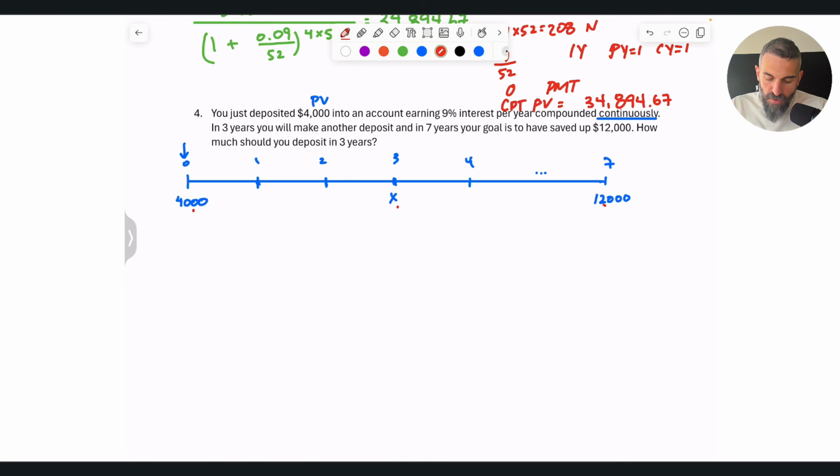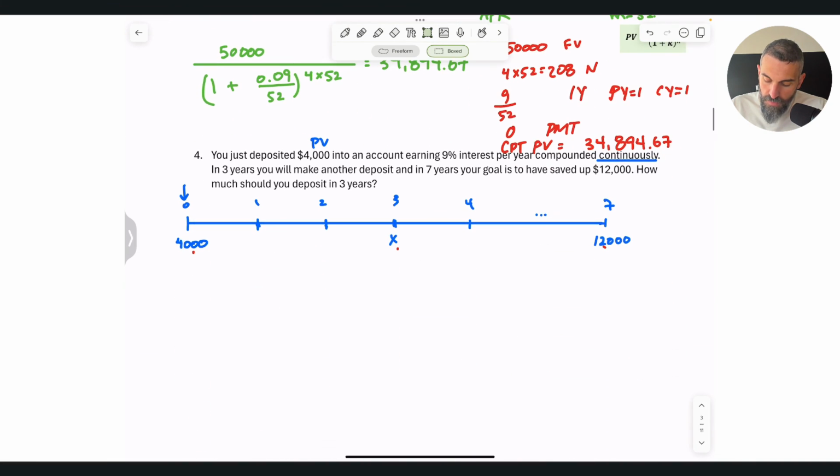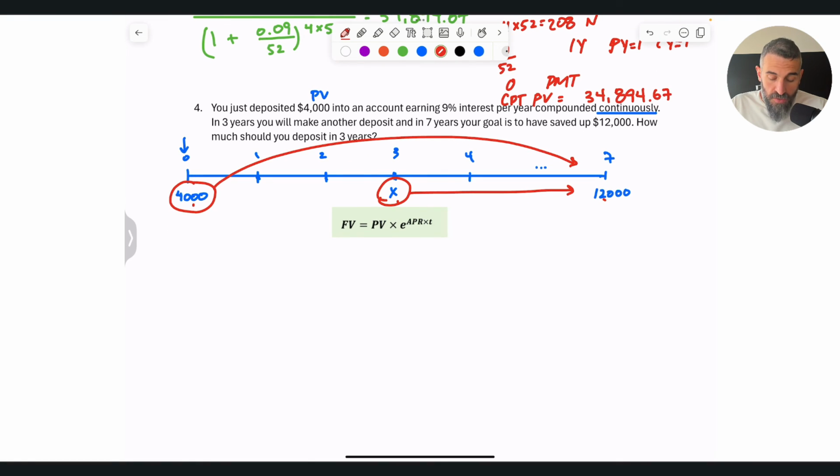Well, first of all, let's go and grab our formula. We know the future value using continuous compounding is this formula right here. If you want to have 12,000, the basic idea is that the future value of the 4,000 and the future value of the X should add up to 12,000. Let's start with the 4,000. If I take 4,000 times e to the power of the APR, which is 9%, times 7, because this 4,000 will stay in the account for 7 years, this is going to give me the future value of the 4,000.